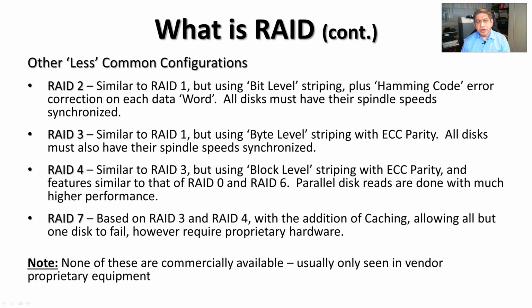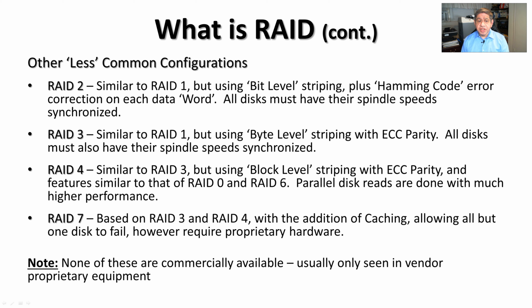Now some of the lesser common configurations of RAID include a RAID 2, which is very similar to RAID 1, but uses what's called bit level striping. Now, in order to do its error correcting, it uses something called Hamming code, which was originally designed for memory systems, not disk systems. It is very fast and requires special hardware to do it. That's why RAID 2 normally requires a special RAID controller to be done correctly. In addition, all the disks must have their spindle speeds synchronized for that to work.